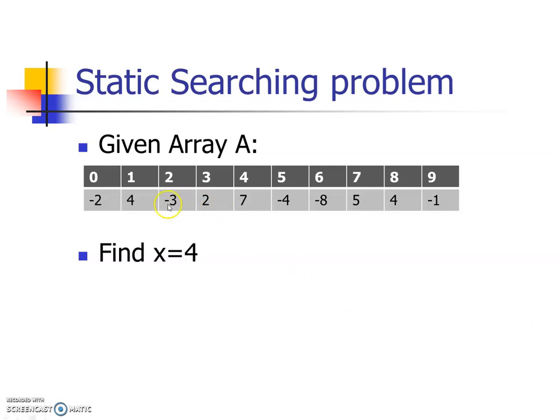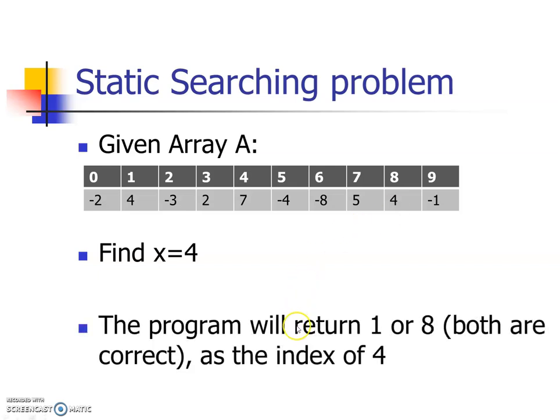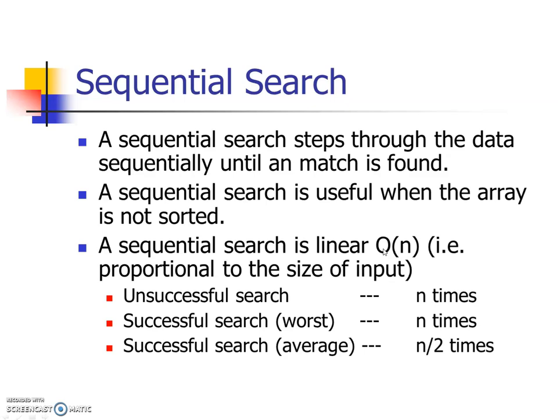In the next example, there is a similar array, but x equals 4, indicating that 4 appears at 2 indices, and we can return either location. Index 1 is correct, and index 8 is also correct. So this is a very basic sequential search problem: a sequential search goes through the data sequentially until a match is found.